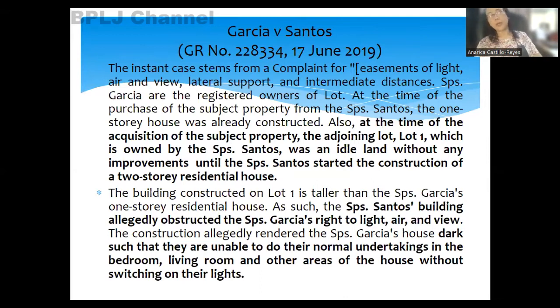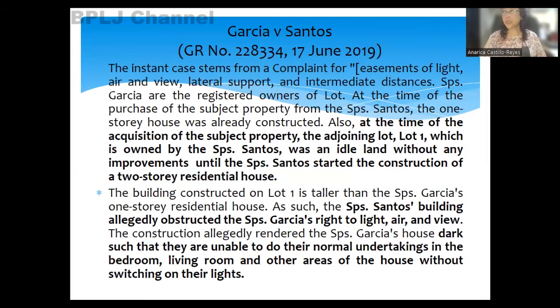We now turn to the case of Garcia versus Santos. So this case involves easements of light, air, and view, lateral support, and intermediate distances. The spouses Garcia are the registered owners of a lot. Now, at the time of the purchase of the property from the spouses Santos, the one-story house was already constructed.